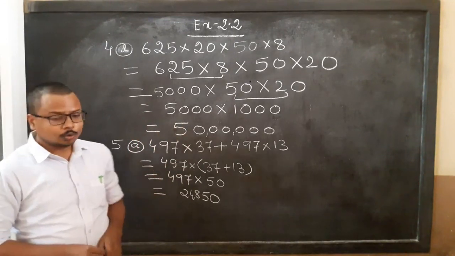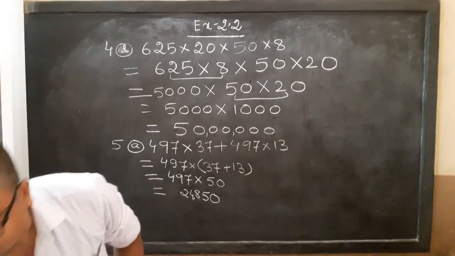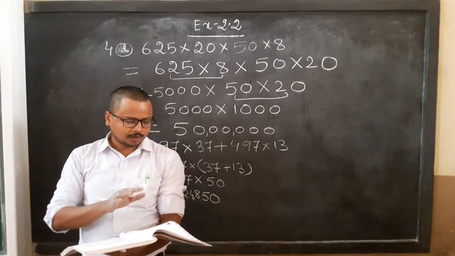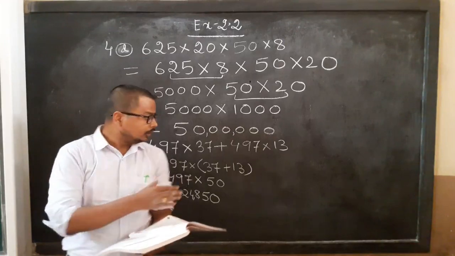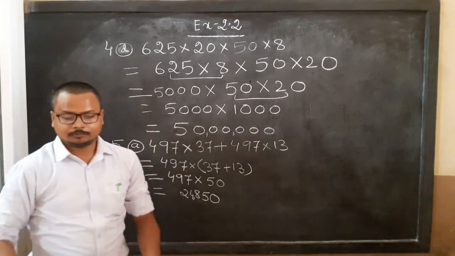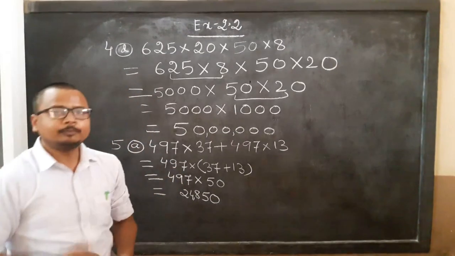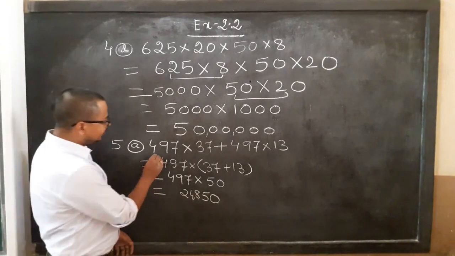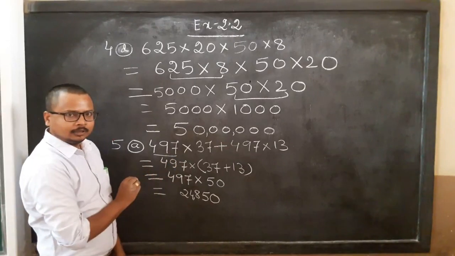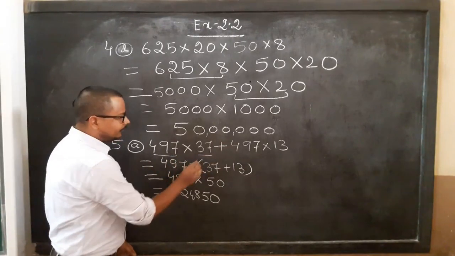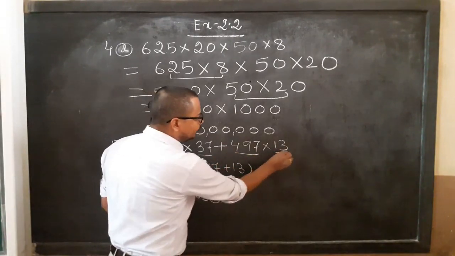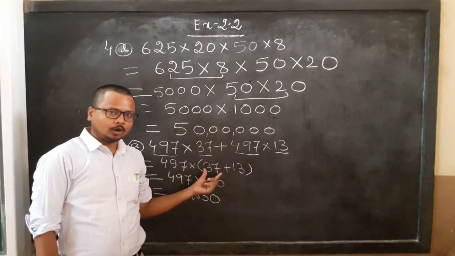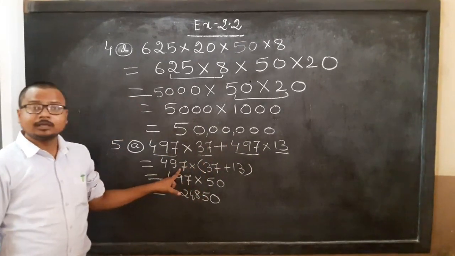Now let us move to question number 5. Find the values of the following. You have to find the values of the following question by using any property. Okay, so let us see. As you can see, 497 into 37 and again 497 into 13. So in both the cases 497 is common. So we take it as common.